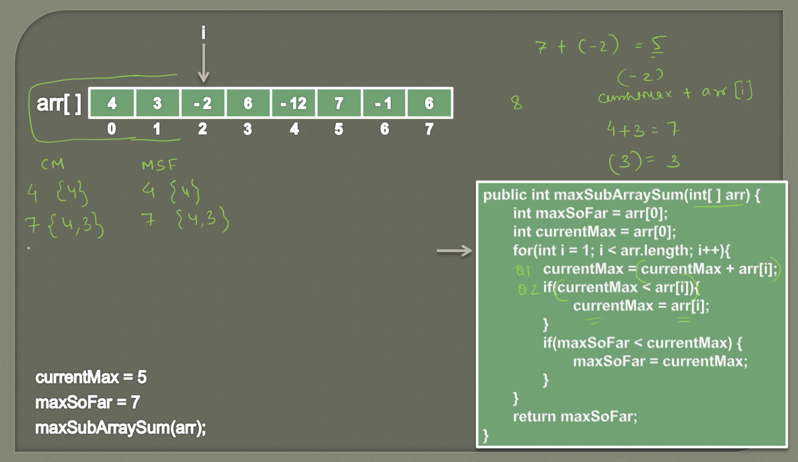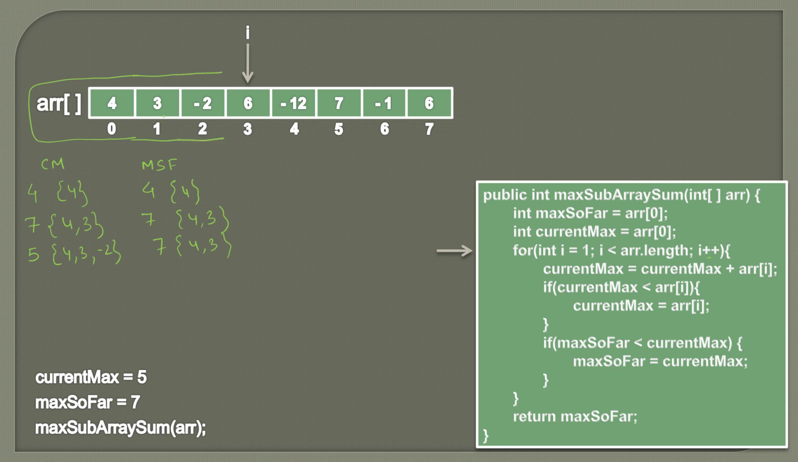So here the current max will become 5, taking in 4, 3 and minus 2, and max so far will remain the same. So now we'll increment I, and here you can see this element has been included in the current max subarray.